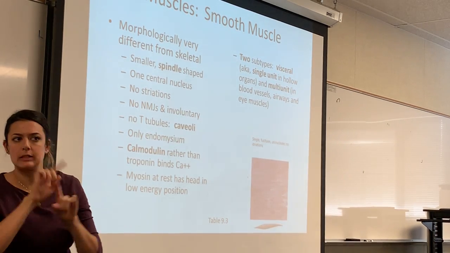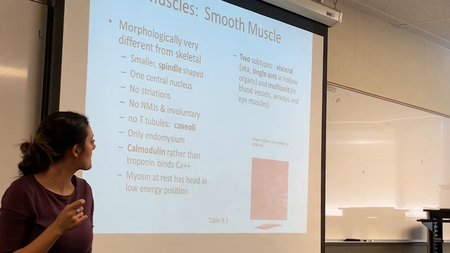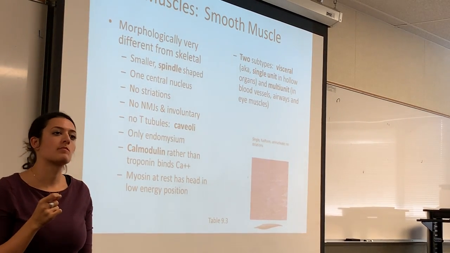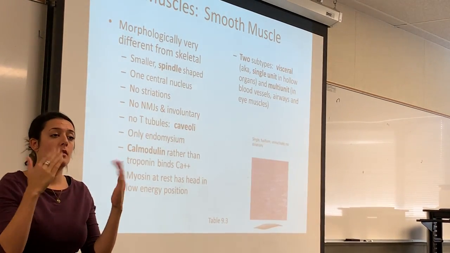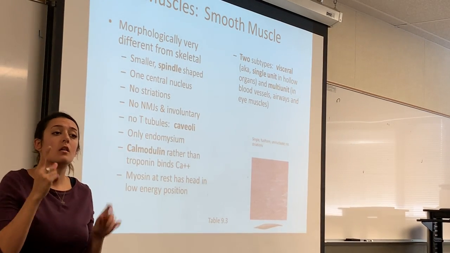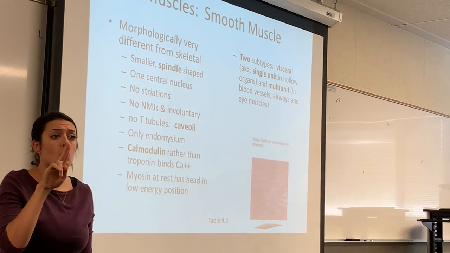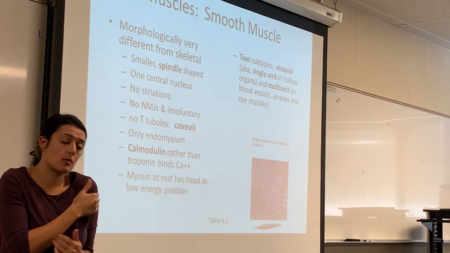There are no neuromuscular junctions, and it's highly involuntary. It's very hard to control smooth muscle consciously. And there are no T-tubules. T-tubules are found in cardiac muscle. They're also found in skeletal muscle. We have them in both. But no T-tubules in smooth muscle.